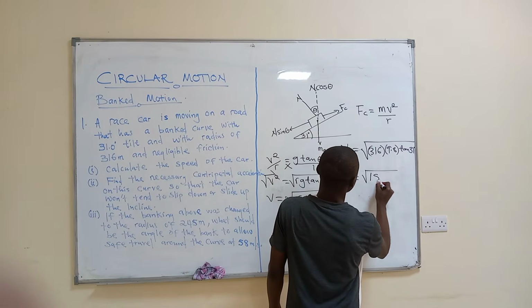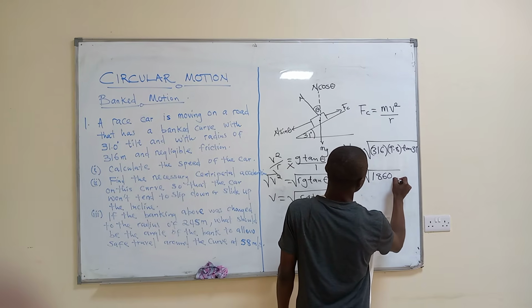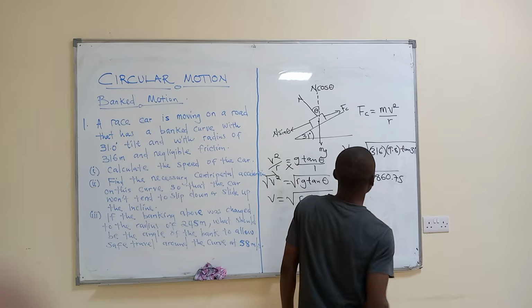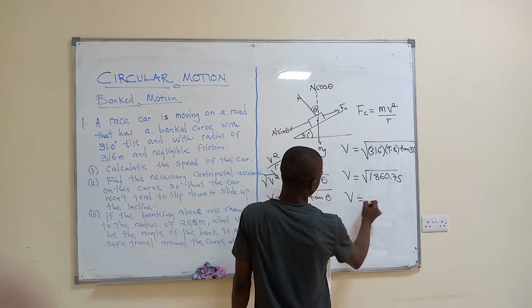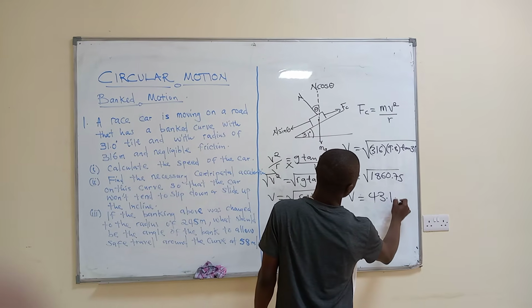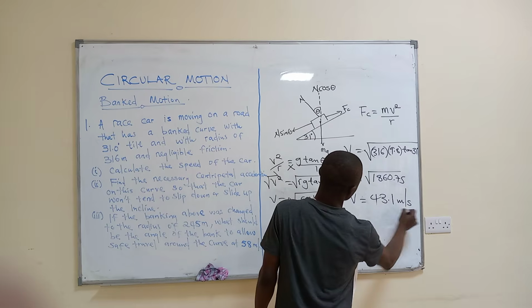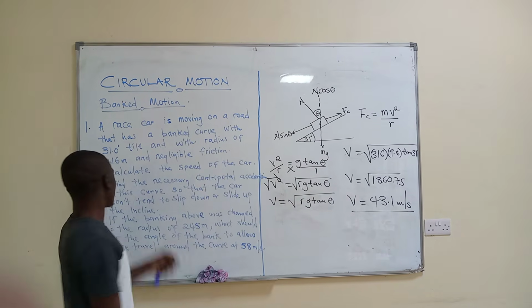So 1860.75, no? Yes. So the square root of this number, what are you getting? 43.14. 43.1 meters per second. So this is the solution for question 1.